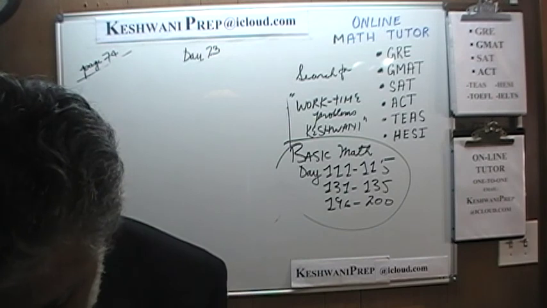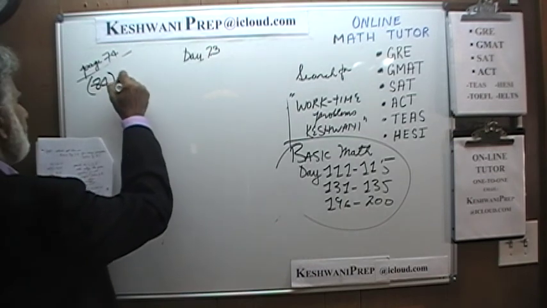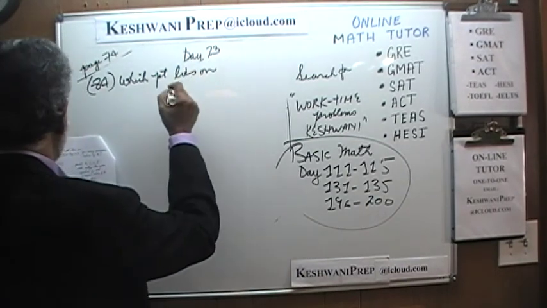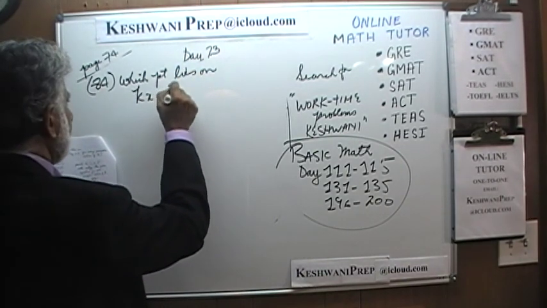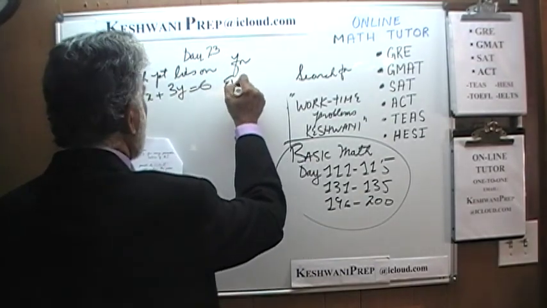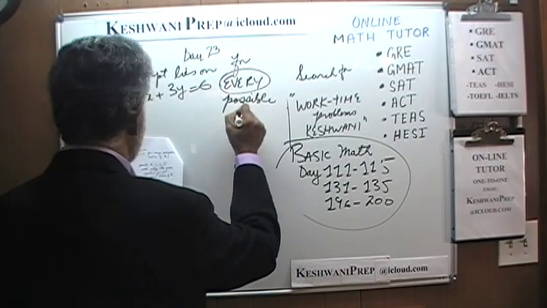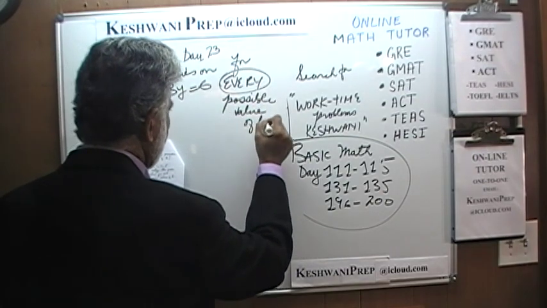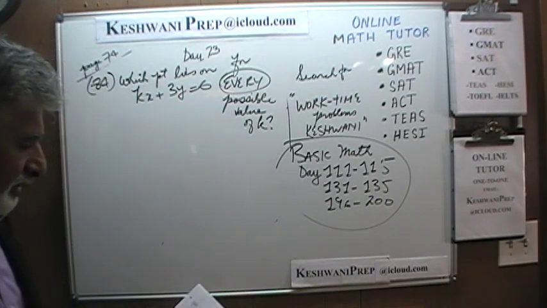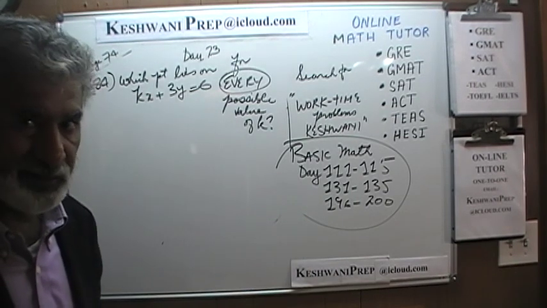Number 84 says, which point lies on kx plus 3y equal to 6 for every possible value of k. So we are given 5 points. Our job is to find one point that lies on this line for all possible values of k, not just some value of k.